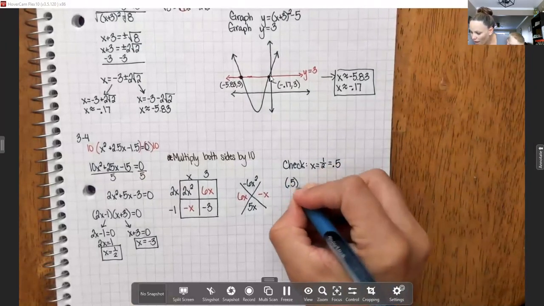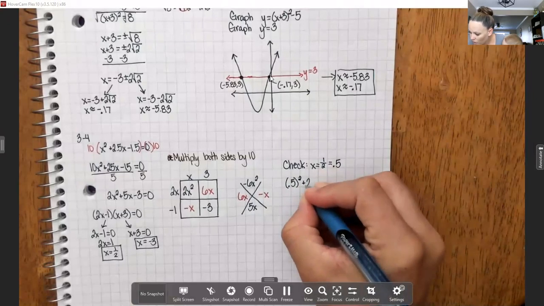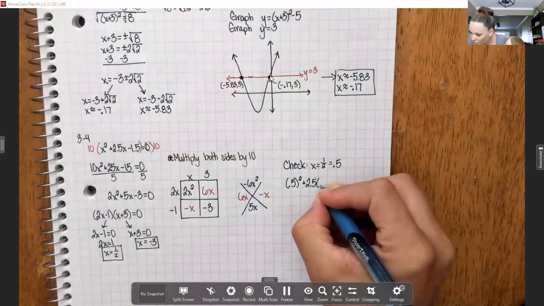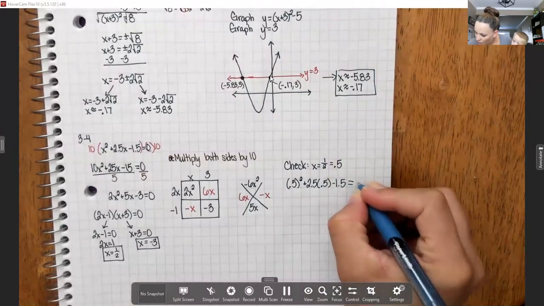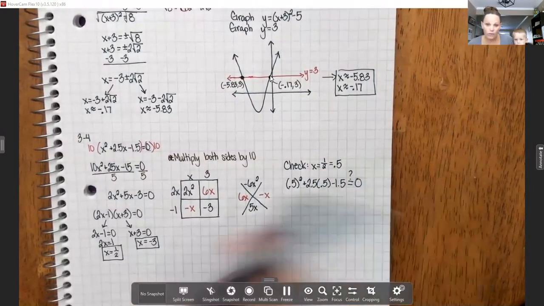So 0.5 squared plus 2.5 times 0.5 minus 1.5. Does that equal 0?